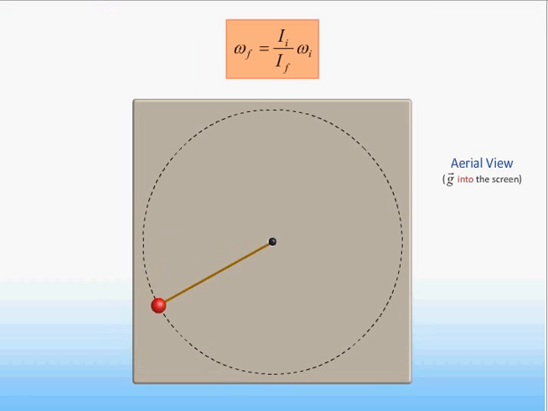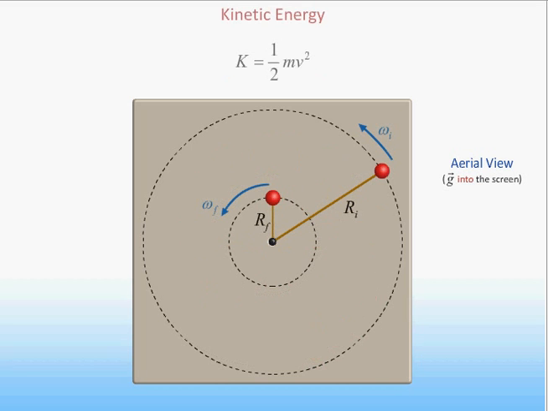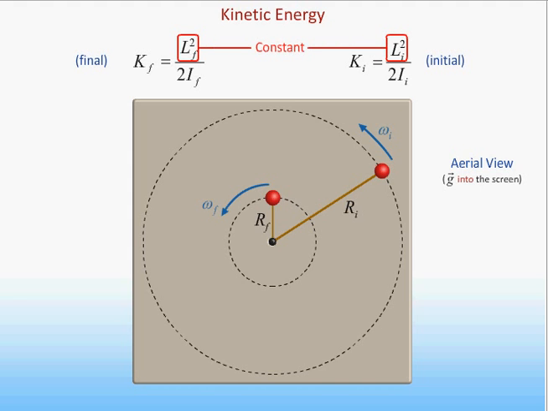In the last example, we saw that the angular velocity of the particle increased as the string was shortened. How do we understand this result in terms of energy? Well, we know the kinetic energy of the particle at any time is just equal to 1/2 its mass times the square of its velocity. We can rewrite this expression in terms of the particle's angular momentum and moment of inertia about the rotation axis. Now, as the string was shortened, the particle's angular momentum remained constant, but its moment of inertia decreased. Therefore, its kinetic energy increased.